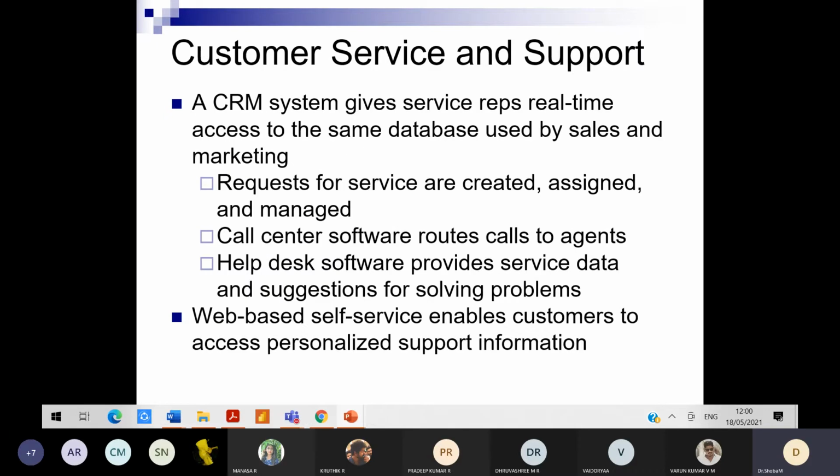Next, moving further, customer service and support. A CRM system gives service representatives real-time access to the same database used by sales and marketing. Requests for service are created, assigned, and managed. It is not sufficient just for the request to be created by the customer. It should be assigned exclusively to some representative so that it can be resolved, provided a solution, and managed further. Call center software routes calls to agents, which we are all familiar with. Then help desk software provides service data and suggestions for solving problems.